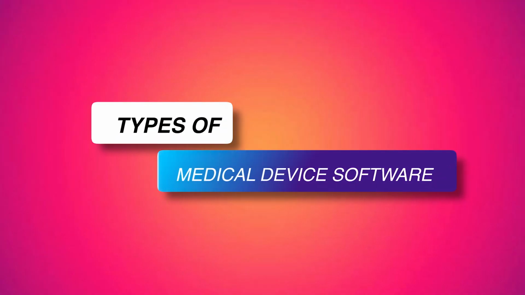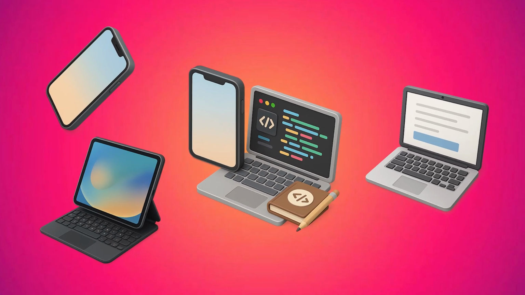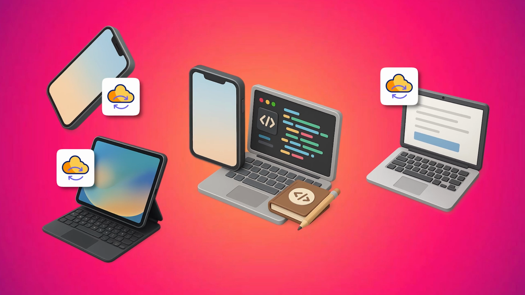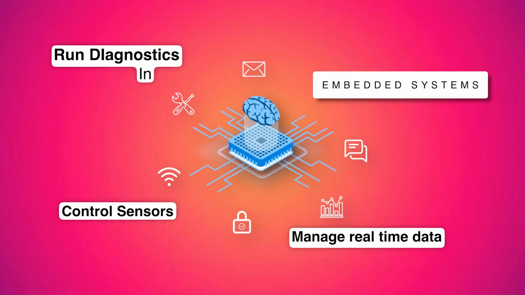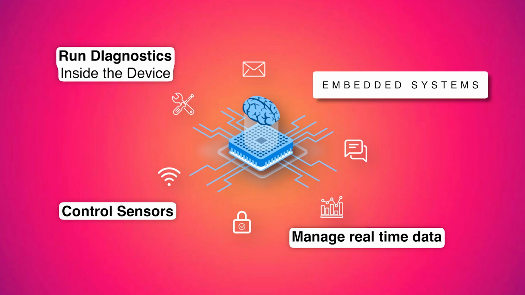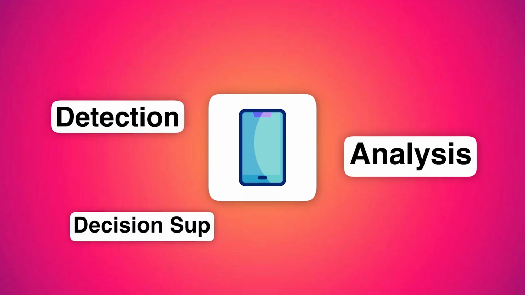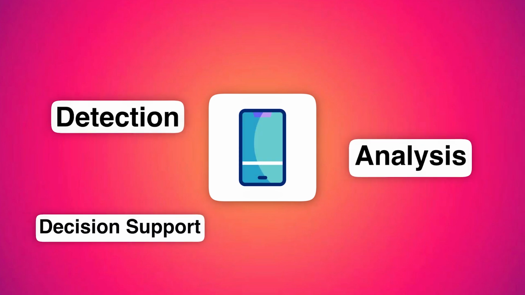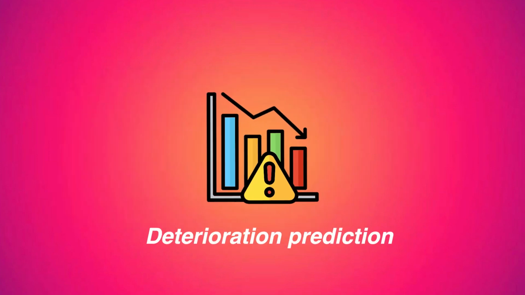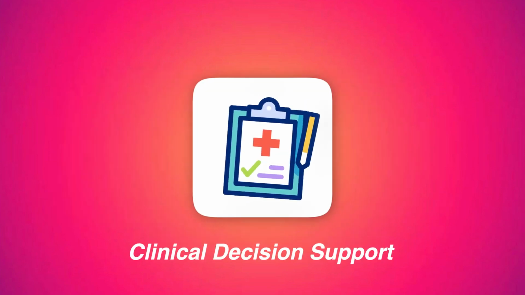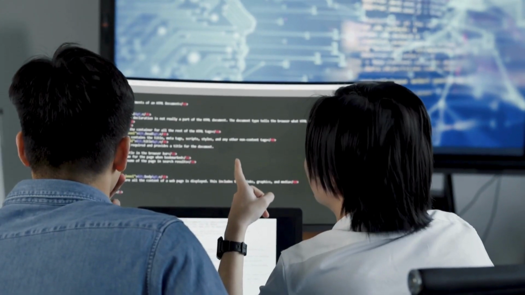Now let's move to the types of medical device software being built. Companion apps pair with existing devices and manage syncing, dashboards, and alerts. Embedded systems control sensors, manage real-time data, and run diagnostics inside the device. Software as a medical device stands alone and performs detection, analysis, or decision support without hardware. And the most advanced models rely on AI for image analysis, deterioration prediction, and clinical decision support. Once you know your category, the actual development process begins.